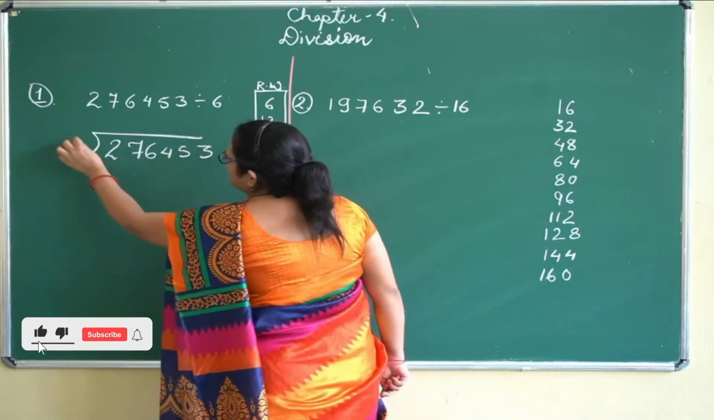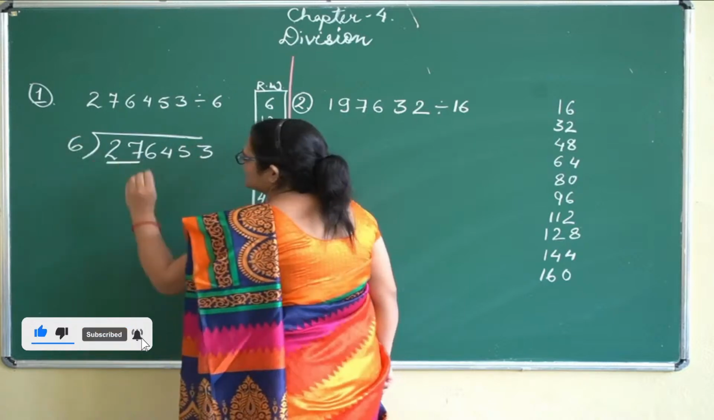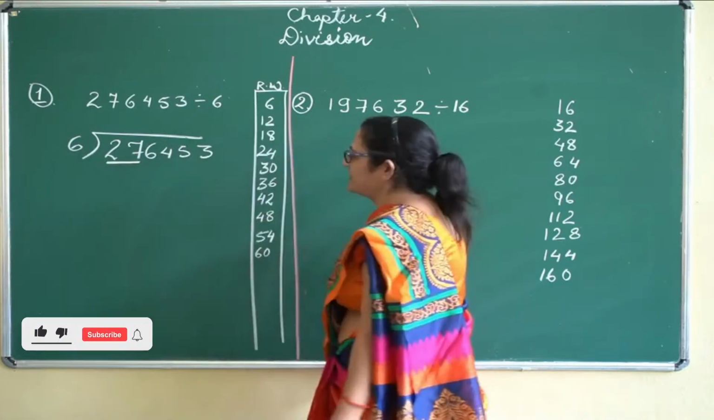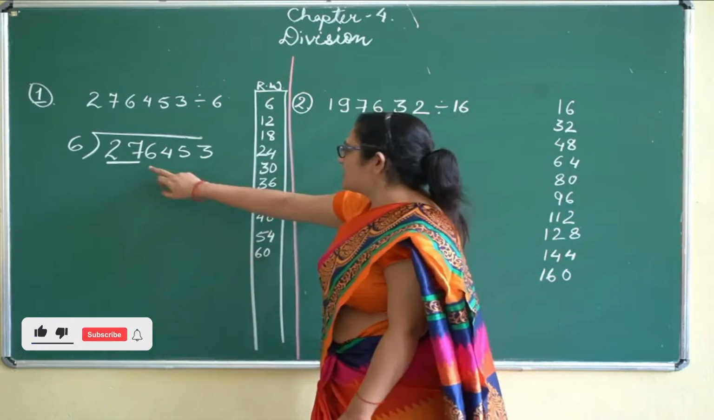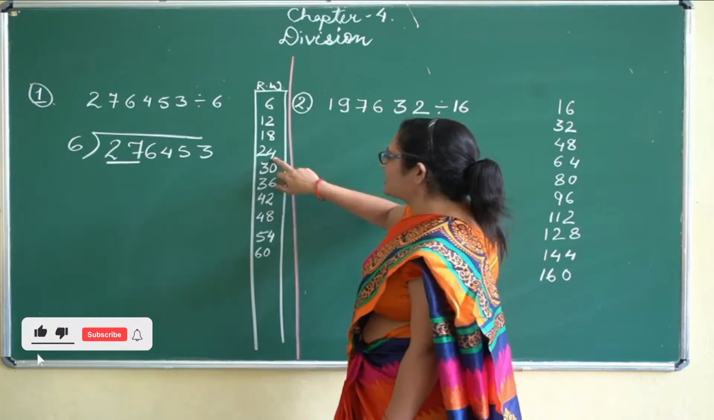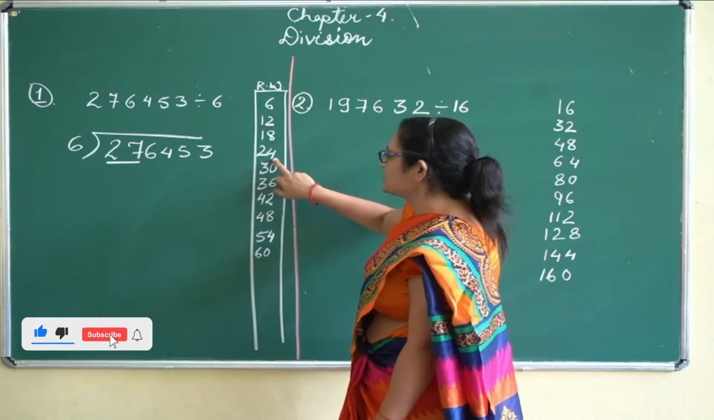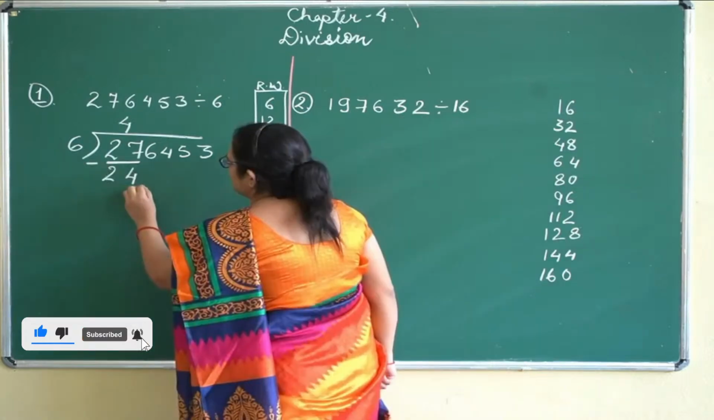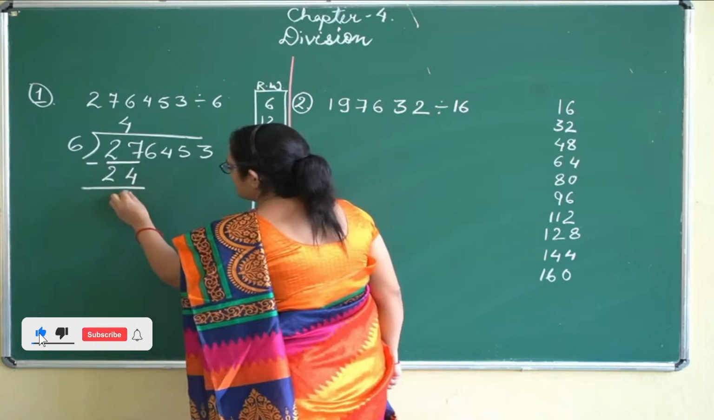2,76,453 divided by 6. So in the table of 6, 27 doesn't come. So we'll take a number smaller than 27. Which is smaller than 27? 24. 6 4s are 24. We will write here. Then what we will do? Subtract. 7 minus 4 is what? 3. 2 minus 2 is 0.